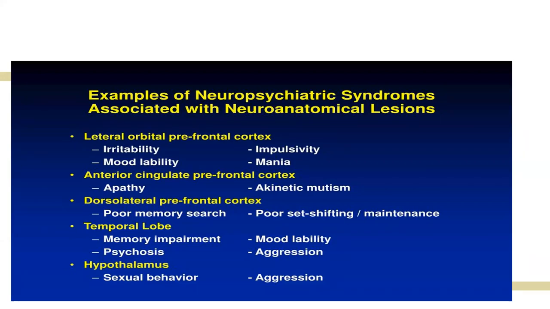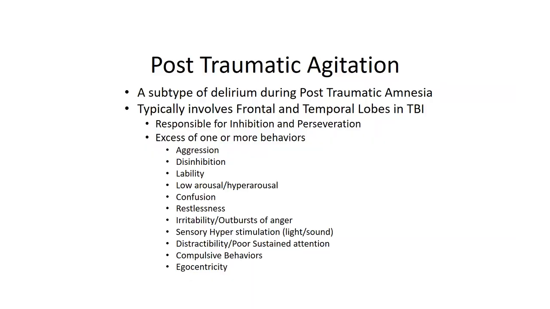Similarly, injury most of the time occurs to the lateral part, that means the temporal lobe, with memory impairment or psychosis, mood lability, or aggressive episodes. If there is injury in the hypothalamus, there is increased sexual behavior or aggression. So according to the localization of the traumatic brain injury, this type of symptom occurs. So in the initial phase, if you find that the patient has an injury in this region, you can imagine the course and prognosis of these behavioral disorders. Then coming to the most important thing which happens after TBI, that is post-traumatic agitation.